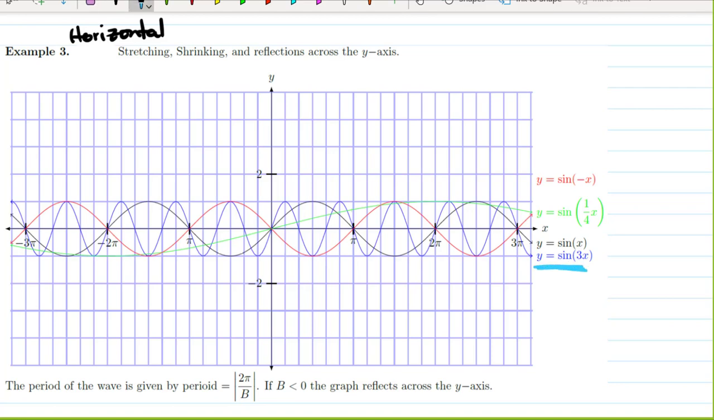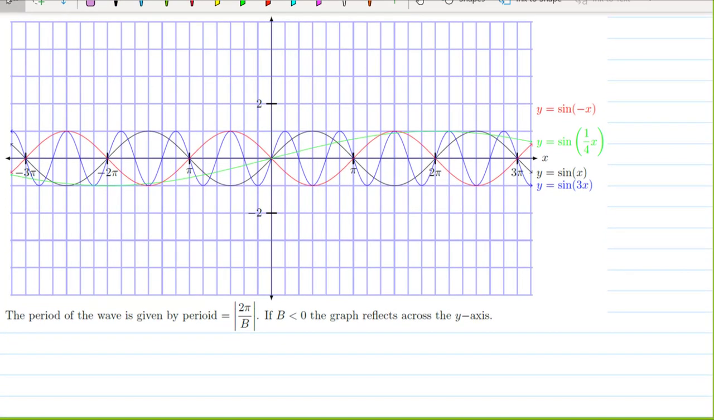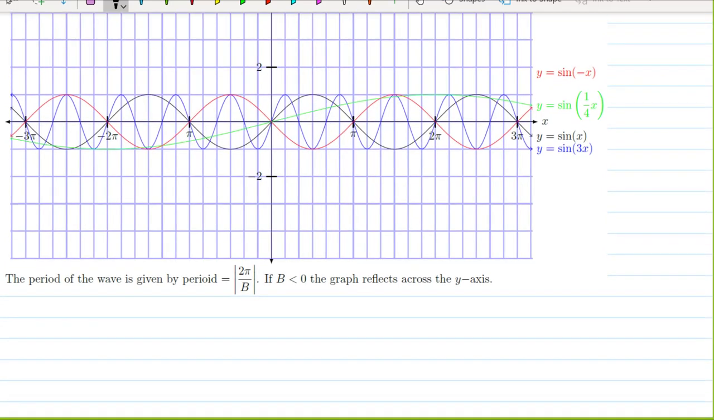Similarly, if I look at y equals sine 3x, between 0 and 2 pi, which was its original period, how many times did this go up and down? There's 1 copy, 2 copies, and 3 copies between 0 and 2 pi. Both of these observations suggest the following. The period of a wave is given by 2 pi divided by b in absolute value. If b is less than 0, the graph reflects across the y-axis.